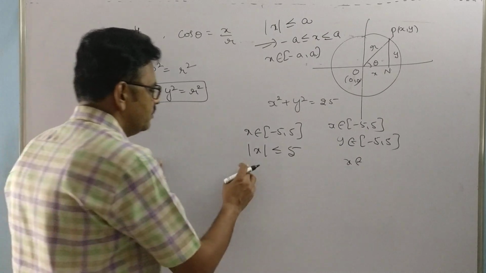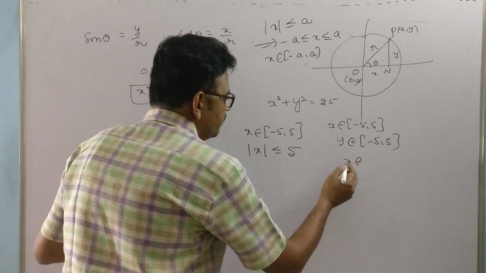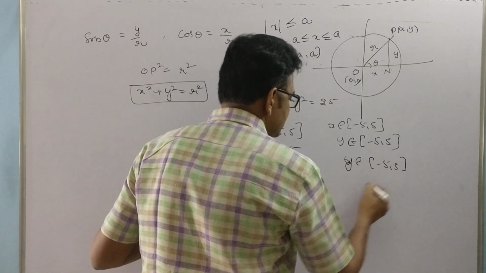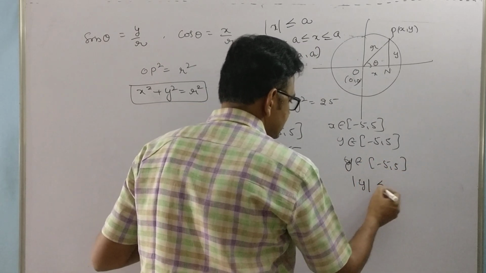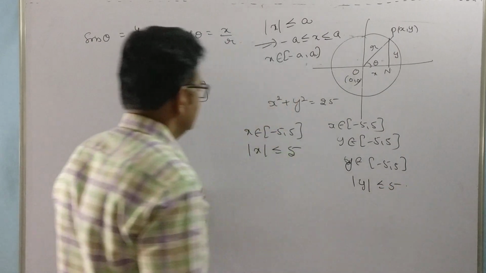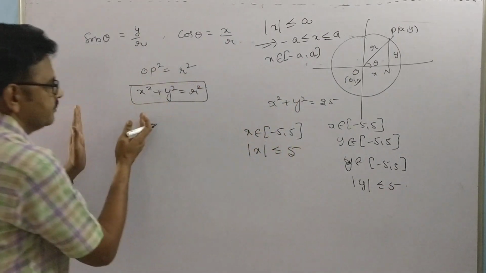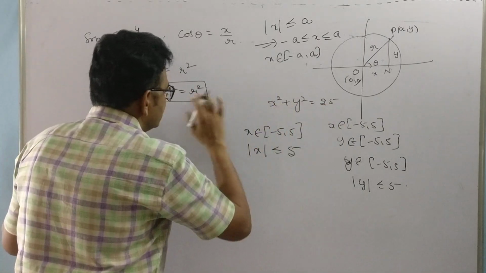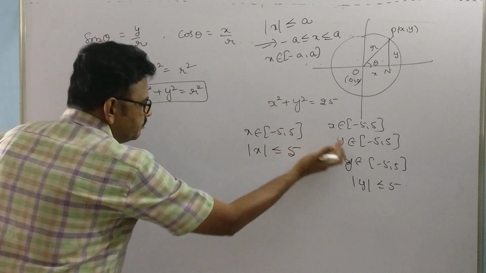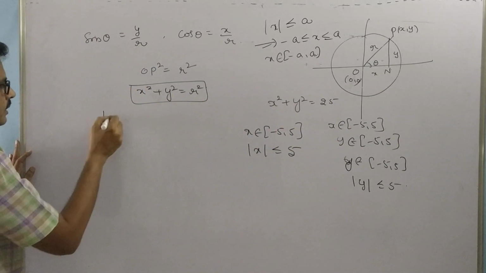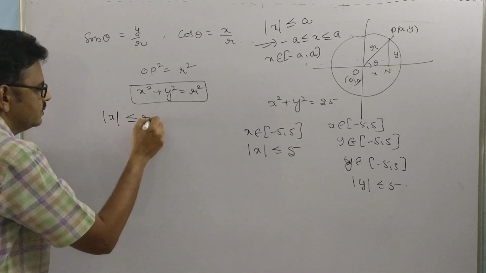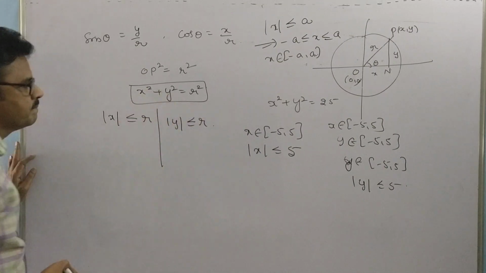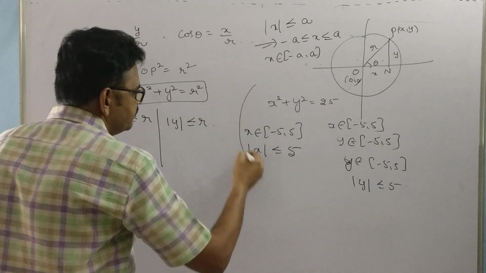So that is mod x less than or equal to 5. Y belongs to minus 5 comma 5. What is the meaning of this one? Mod y less than or equal to 5. This is the meaning. Now you come to this here. What is r equal to? R square is 25. R equal to 5. So applying the same principle here, that is mod x less than or equal to r and mod y less than or equal to r. Okay, applying the same principle.